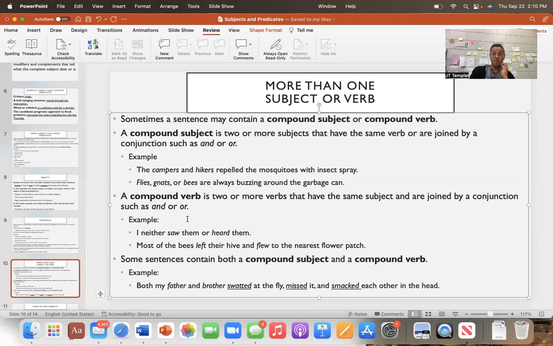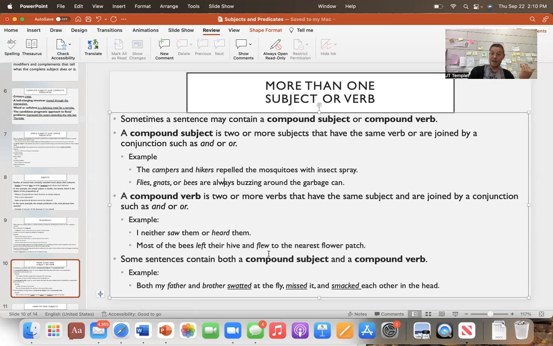We can even have a compound verb, right? I neither saw them nor heard them. Neither one of those has preference over the other. I'm doing both. So both of those are my verb with my subject I.